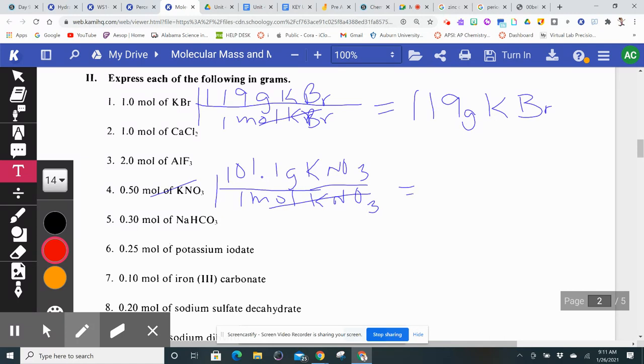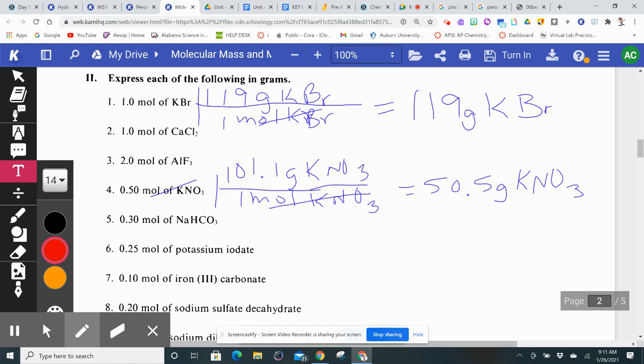So I multiply what's across the top. I'm going to take 0.5 times 101. That's my answer. Divide by what's on the bottom. There's only 1 mole on the bottom, so that's not hard to do. And that's it. That's my answer. So what is that? About 50 something? 50.5 grams KNO3.